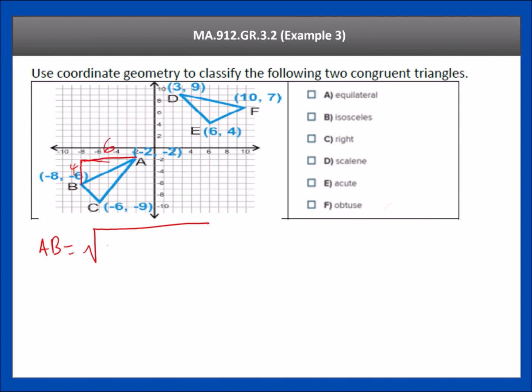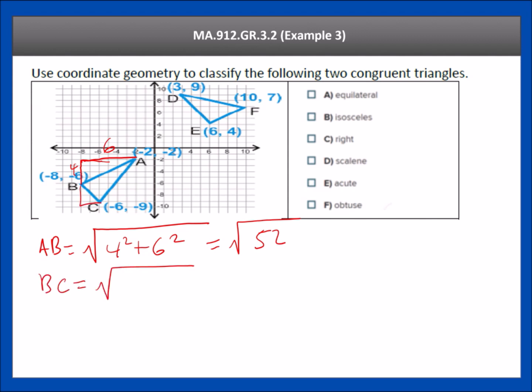This is 6. So the square root of 4 squared plus 6 squared. Counting it saves us the trouble of having to subtract and all that, but you can do either way. And this is going to be 16 plus 36, which is 52. All right, and then we'll do BC next.